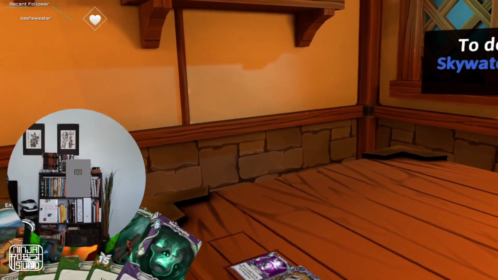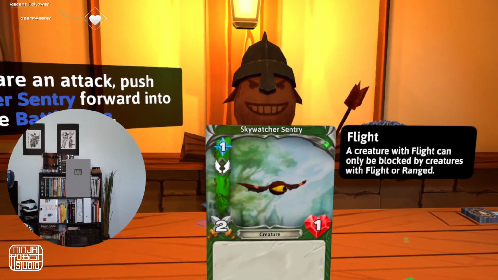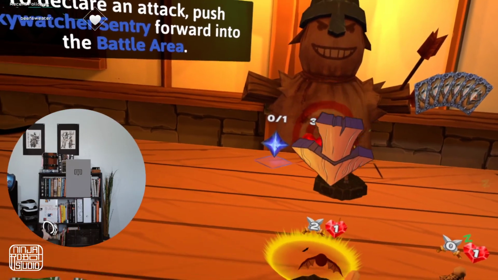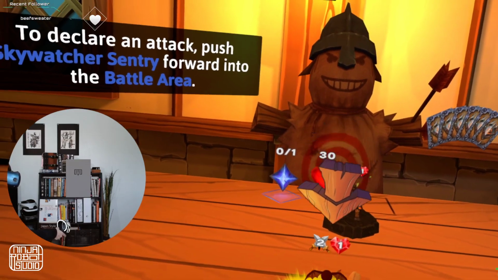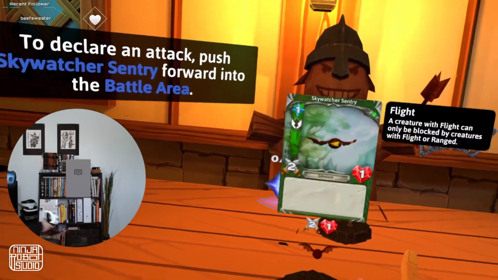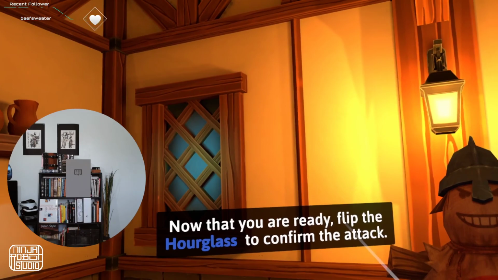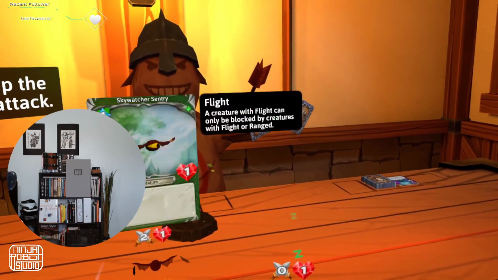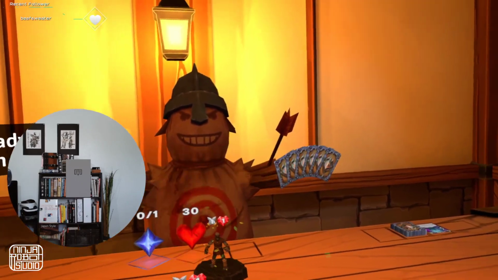And I can't see what's over there because it's too far away. I can push it without even touching my controls. That's interesting. Now that you're ready, flip the hourglass to confirm the attack. It's because I can't play anything else. I'm assuming I'm ready.